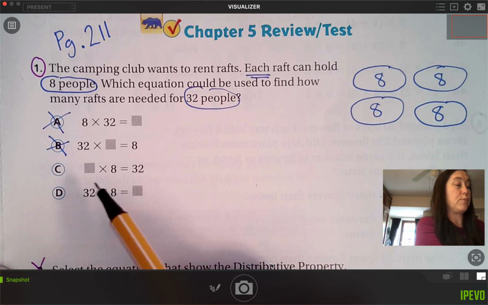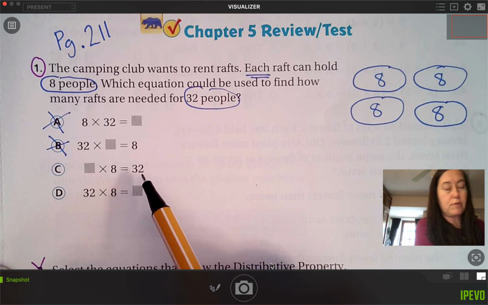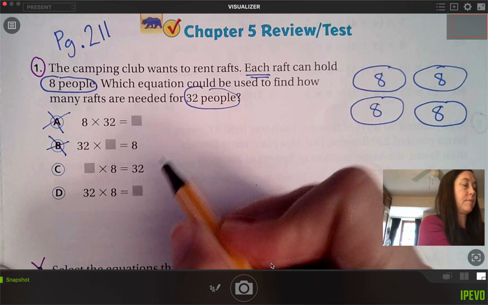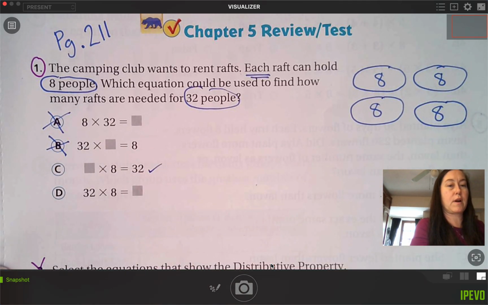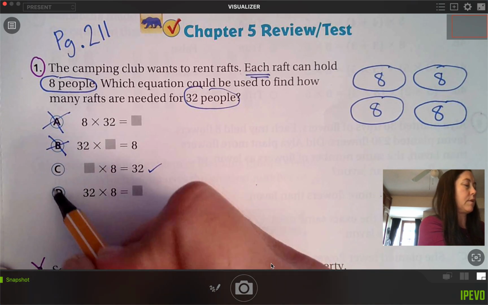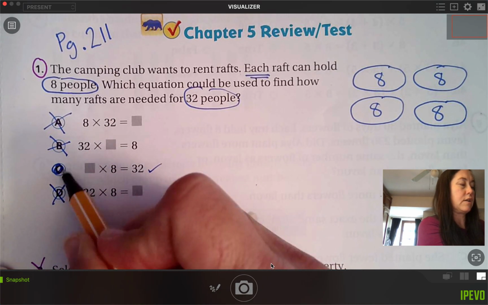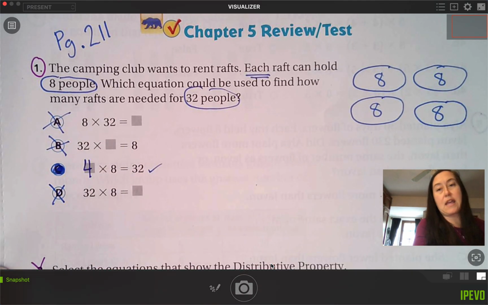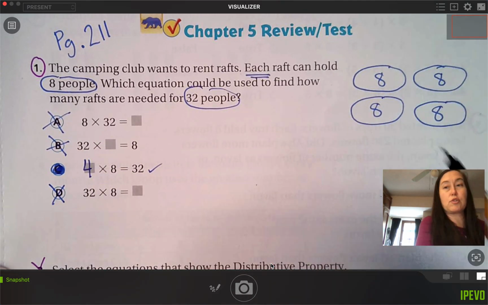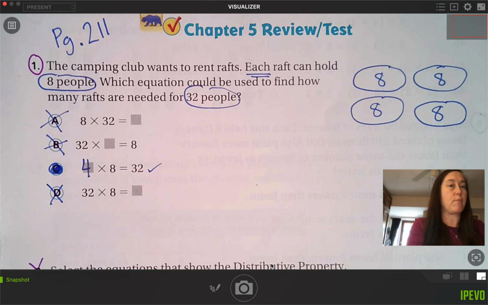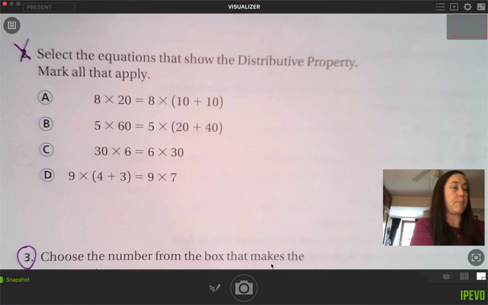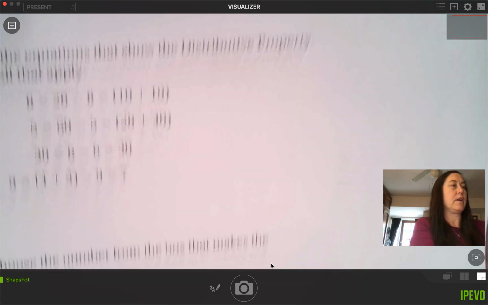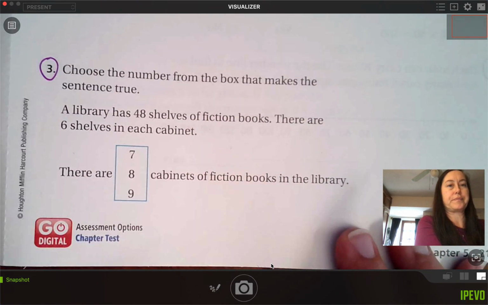How many groups of 8 equals 32? That's a possibility. I'm going to put a little check that might work. 32 times 8? No, that was the same as 8 times 32. That wouldn't work. The correct answer is C, right? I had 4 groups of 8 equals 32. If I just drew out a picture, that's one way to help me. We are going to skip number 2, and we are going to jump to number 3.